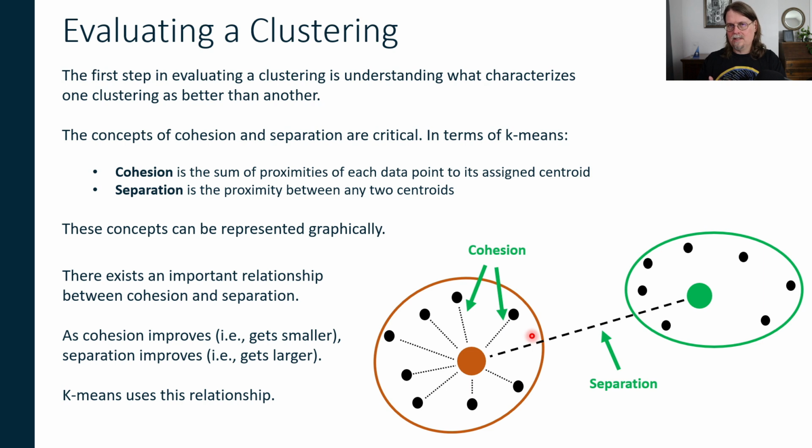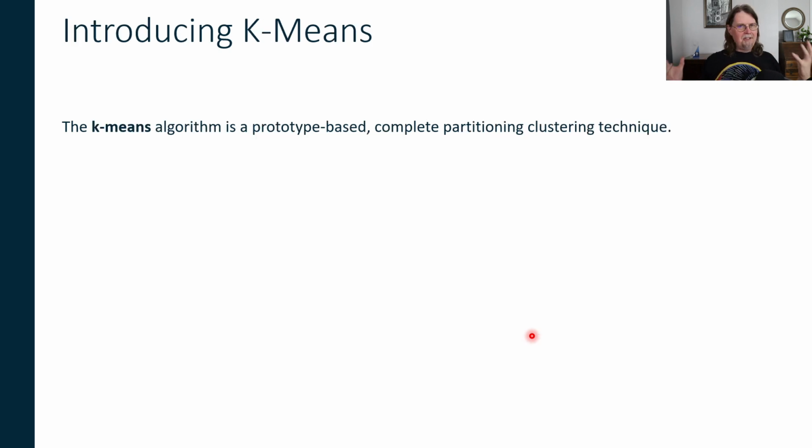That's enough background. Let's talk about k-means itself. Let's put everything together. The k-means algorithm is a prototype-based complete partitioning clustering technique. Whew, that was a mouthful. But now you know what it means. No pun intended. It's prototype-based, right? It uses prototypes. In particular, it's using means to find the positions for the prototype. So it is a centroid-based algorithm. It's complete. Every row of data will be assigned to a cluster. And it's partitioning, which means every row of data gets assigned to one and only one cluster.